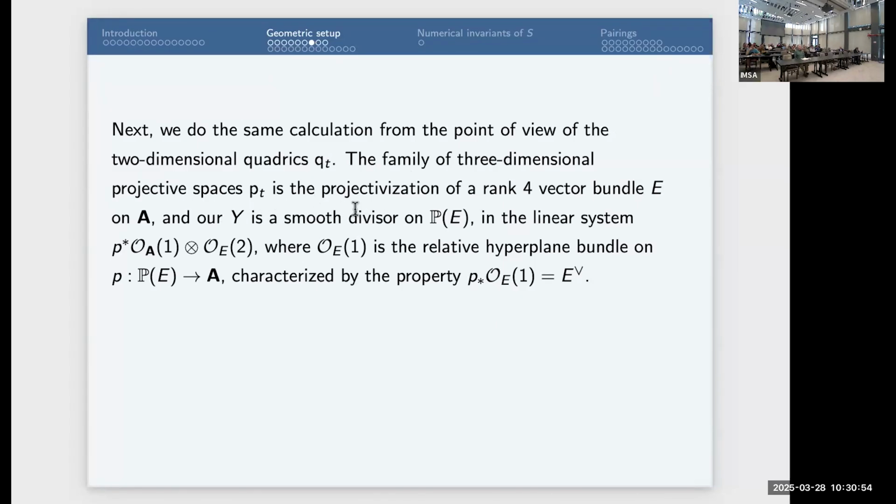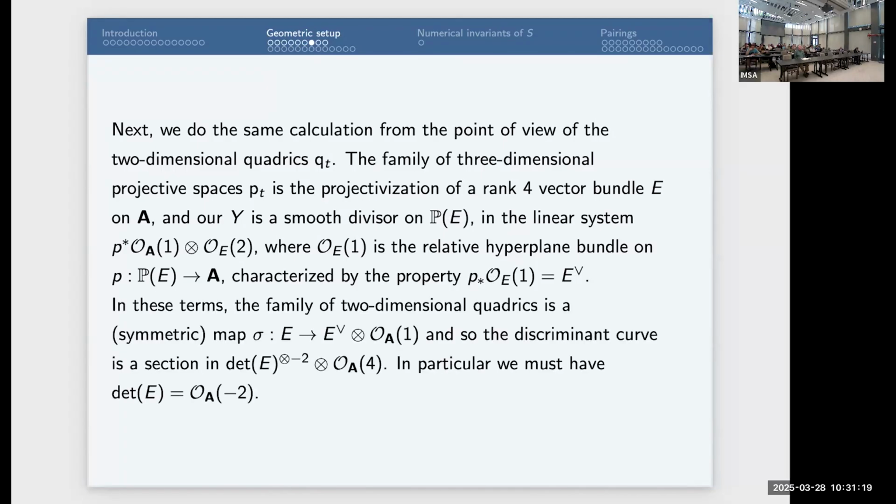We found a three-dimensional projective space in the projectivization of a rank 4 vector bundle E on A. And now Y is going to divide over the projectivization of E. The linear system 1, 2. Where we want is the right bundle. One will describe that the fact that the image is the dual. These terms family of two-dimensional quadrics. The two-dimensional map between bundle or 1.